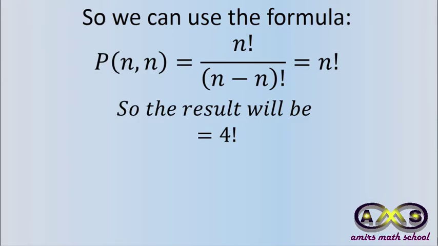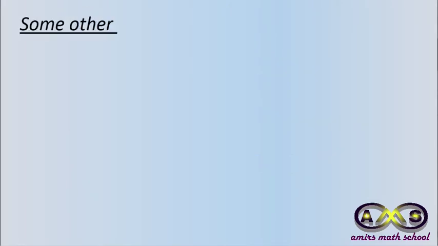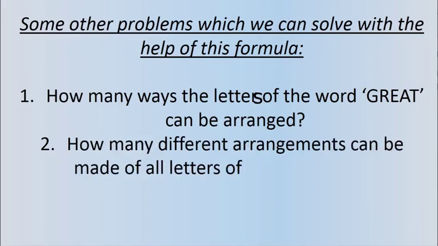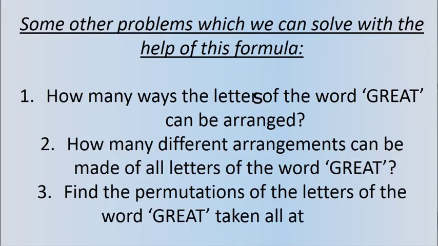So the result will be 4 factorial, 4 into 3 into 2 into 1, which is equal to 24. Some other problems which we can solve with the help of this formula. Number 1, how many ways can the letters of the word GREAT be arranged? Number 2, how many different arrangements can be made of all the letters of the word GREAT? Number 3, find the permutations of the letters of the word GREAT taken all at a time.